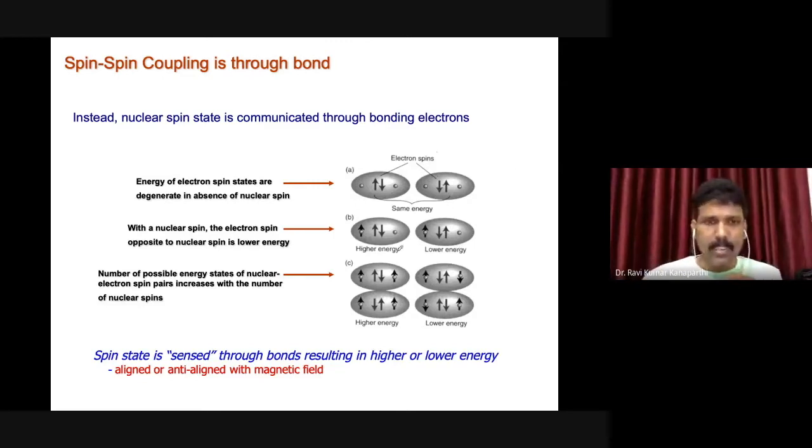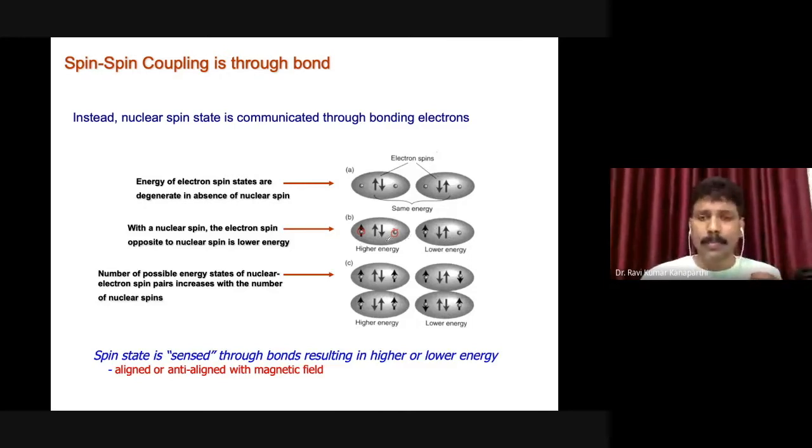In the second case, you can see a nuclear spin and then an electron spin. Here, this small thing is a nucleus, and this small thing is also a nucleus. So there are two nuclei, and in between you have the bonding electrons. Now I'm saying that my nucleus is spin active. If my nucleus is spin active, then there is a chance of coupling. That's what I mean.